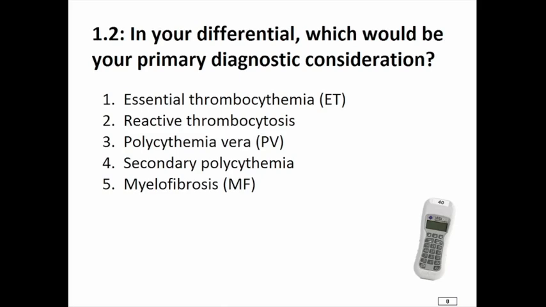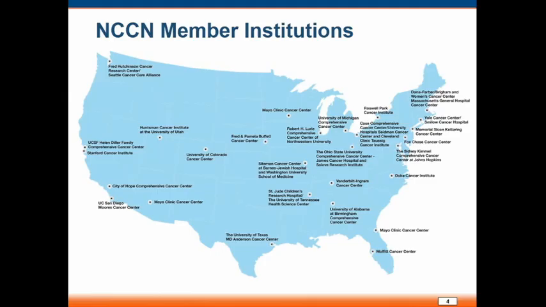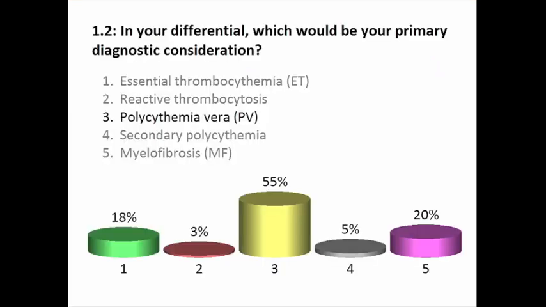In your differential, which would be your primary diagnostic consideration? Essential thrombocythemia, reactive thrombocytosis, polycythemia vera, secondary polycythemia, or myelofibrosis? Okay, so it looks like most people certainly got polycythemia vera, which I think is quite reasonable. There are some issues that come up as to whether or not this is essential thrombocythemia or not, but clearly it looks like there's very little evidence for thrombocytosis being reactive.